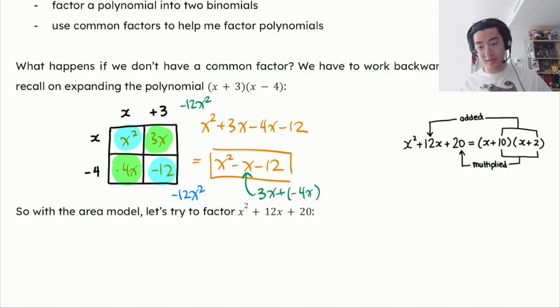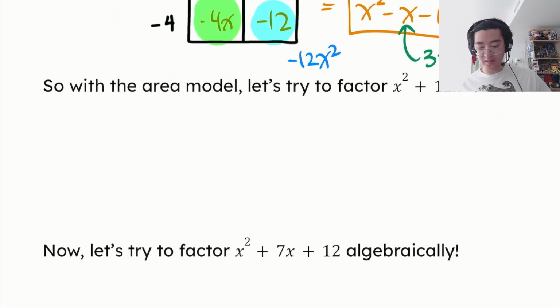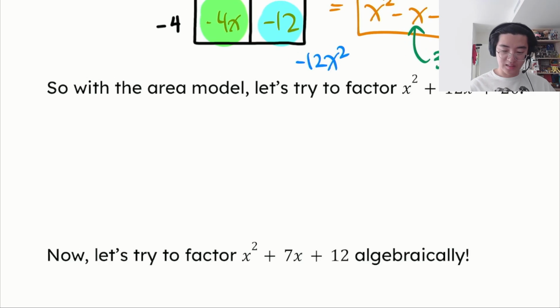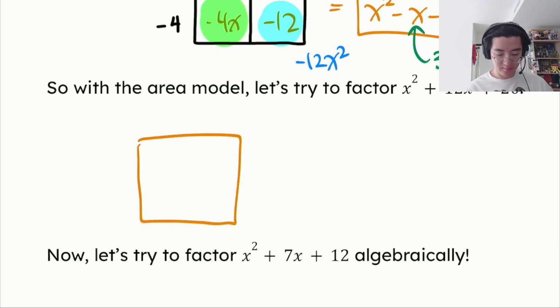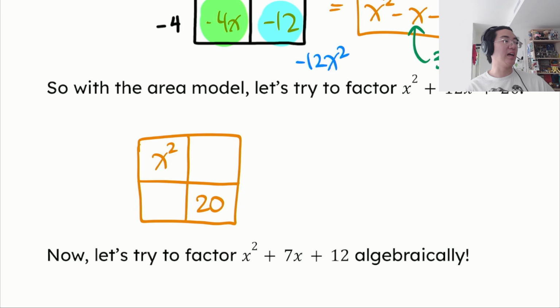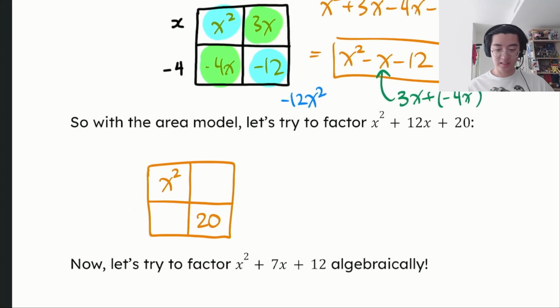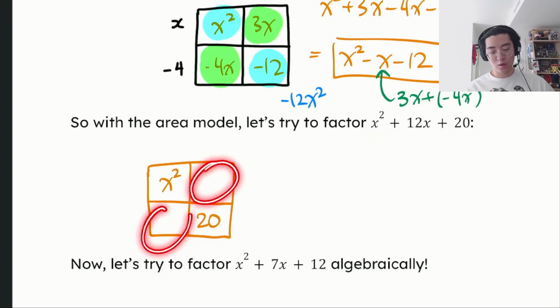So now let's try to go backwards. Let's try to factor this right here. We can set up our area model again. We know that in those two squares, it has to be x squared and 20, because from here we know that we must start with an x squared, and our constant must be 20. The only thing we don't know is that those two terms have to add up to 12x. So this is what we don't know.